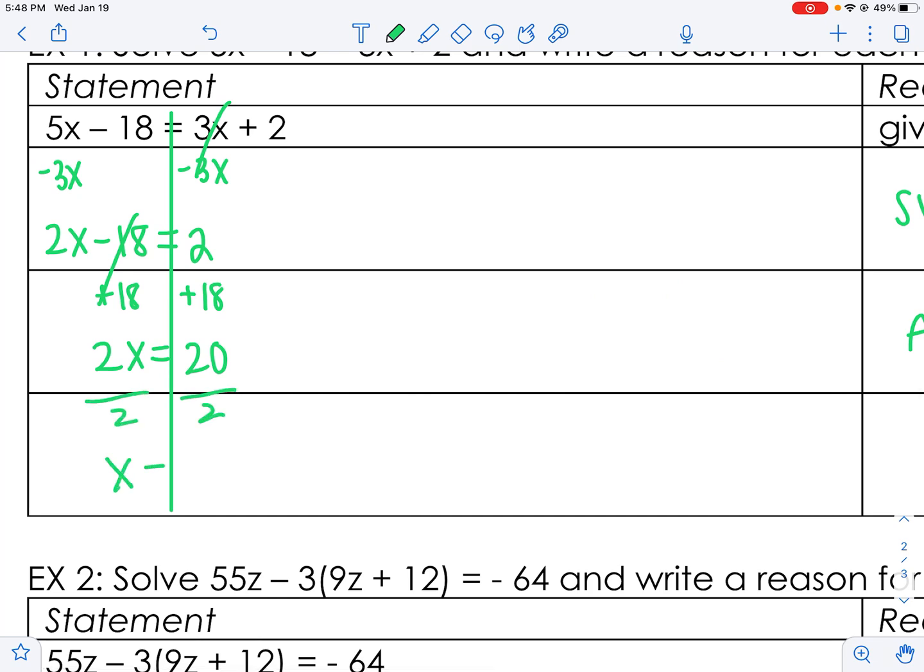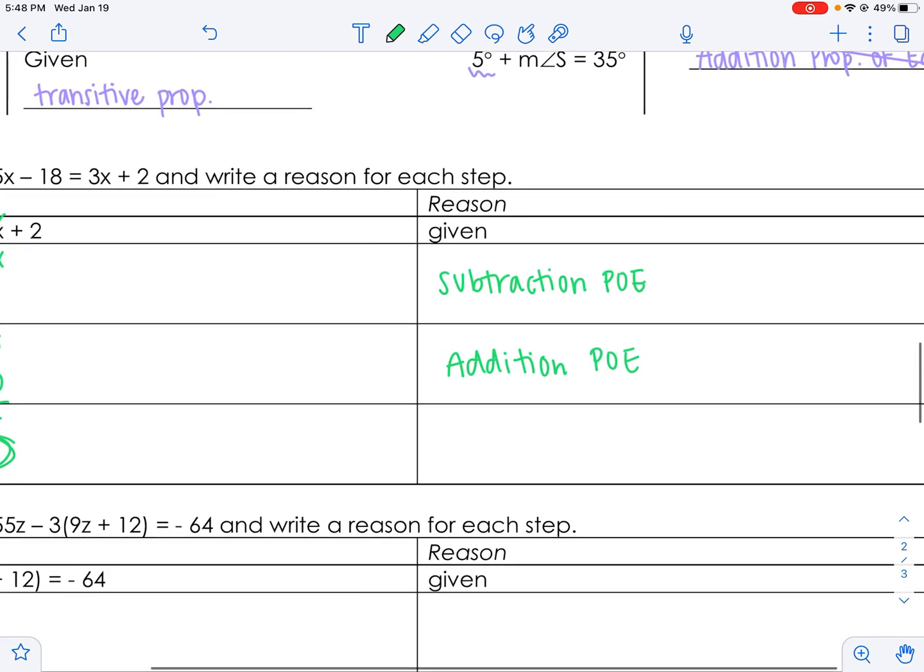And for the last step, divide both sides by 2, so x equals 10. And notice you're kind of mentally doing it, hopefully. And now your brain is going off. What's your reason? Well, we divided. So division property of equality.